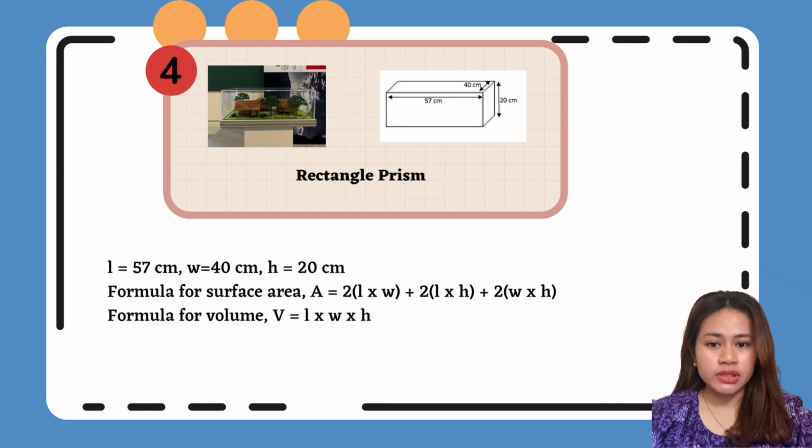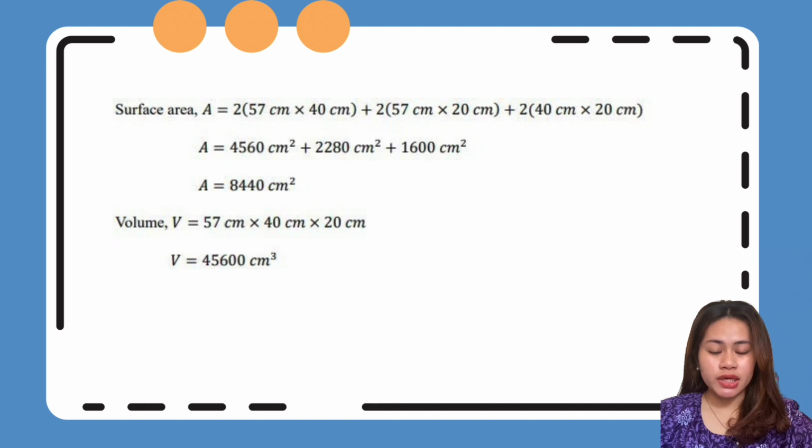The formula for surface area of a rectangular prism is A equals 2 times length times width plus 2 times length times height plus 2 times width times height, while the formula for volume is given by V equals length times width times height. Here we can calculate the surface area of the rectangular prism using the formula given.